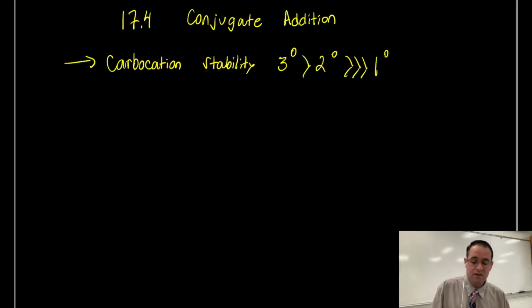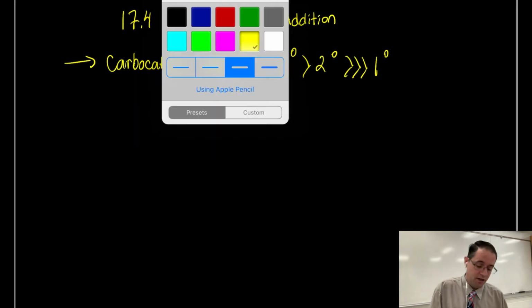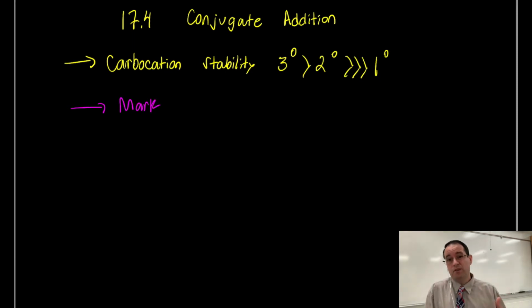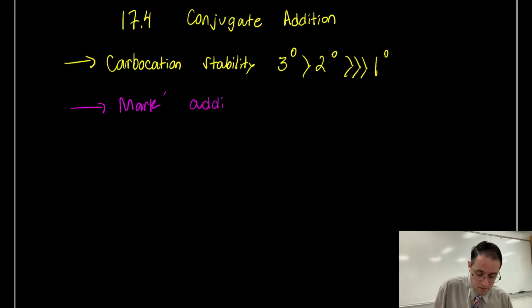The second thing we want to talk about is the Markovnikov addition of alkenes, which is something that we just memorized, but it's based off of the carbocation stability and the mechanism. All right, and I want to talk about this in greater detail.